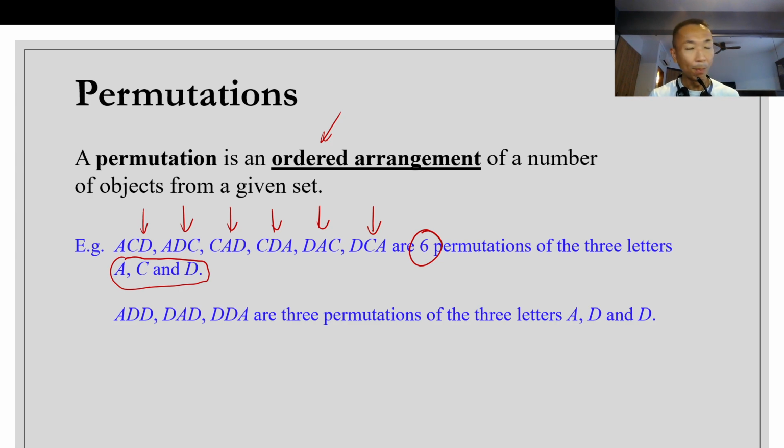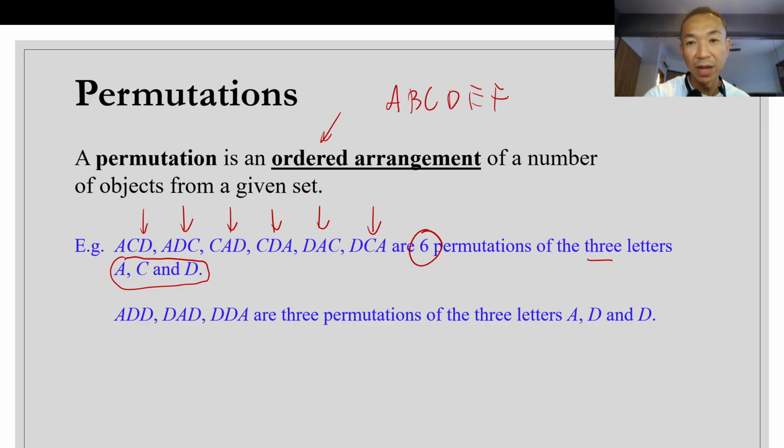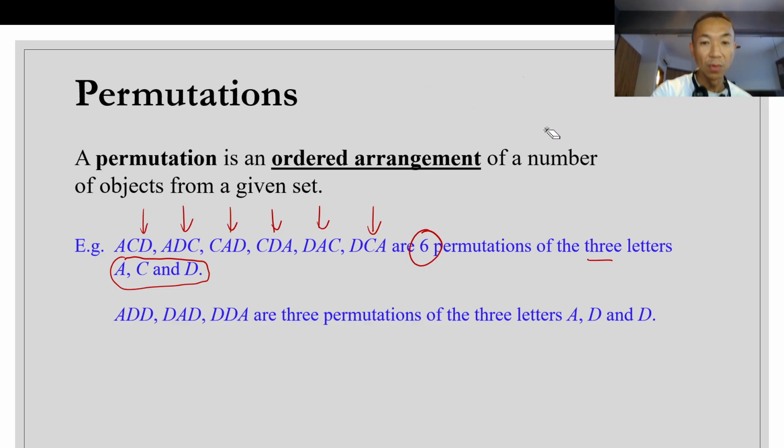Now, the whole purpose here is for us to do it mathematically and by calculation rather than just listing. Because you can think about it, if there are three letters A, C, D, what if I have A, B, C, D, E, F, G, let's say 7 different letters? I'm quite sure you don't want to list them out. If you have 3, we can list. If there are 7, I don't think we want to list.